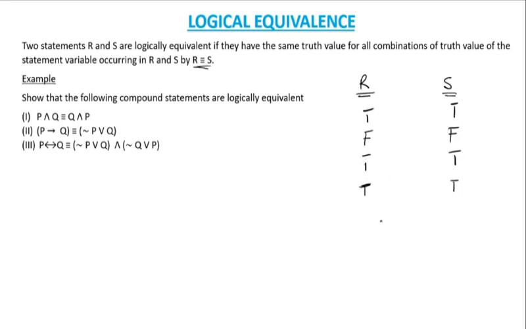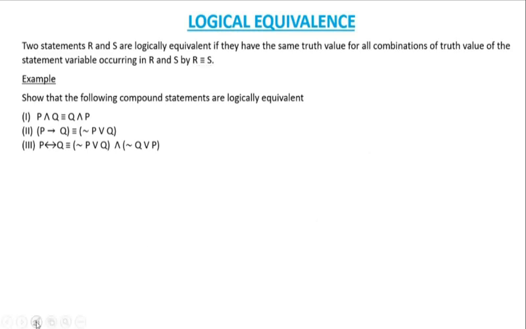So in this case, we can say R is logically equivalent to S because they have the same truth values. Now, if one of them happens to be different, let's make this one false. If this becomes false, it means R is not logically equivalent to S any longer because one of the truth values among their truth table is different. So for logically equivalent compound statements, we have to make sure that all their truth values are equal for them to be logically equivalent.